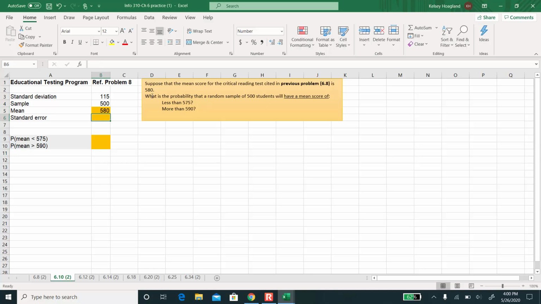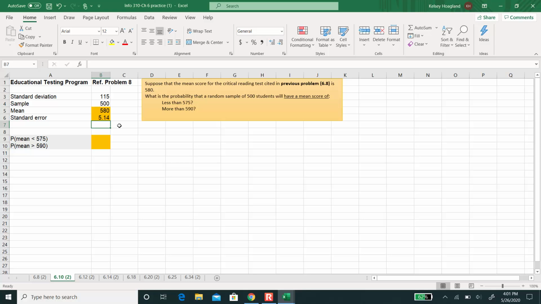So now we go on to read the rest of the problem. What is the probability that a random sample of 500 students will have a mean score of less than 575 and more than 590? So in order to solve this problem, we're going to need to find the standard error first. And the equation for standard error is you do the equal sign, and then you have your standard deviation divided by the square root, and on Excel it's SQRT, parentheses, the square root of your sample size. So you just need those two numbers to find your standard error, hit enter, and you get 5.14.